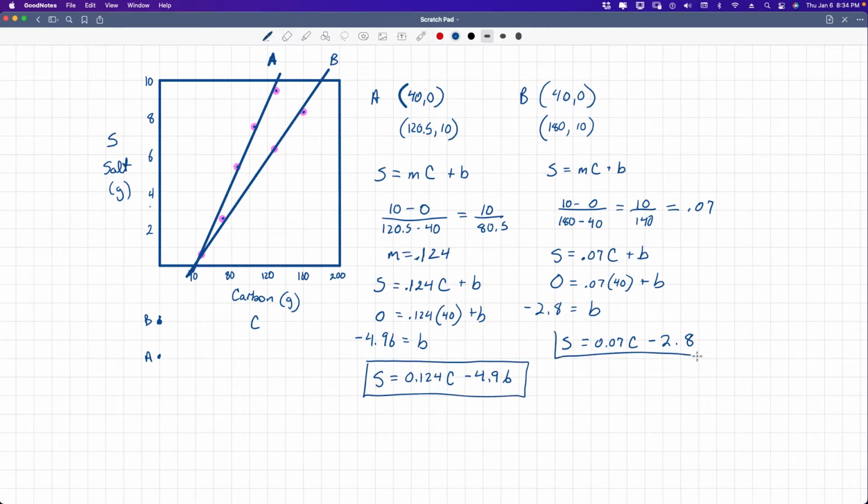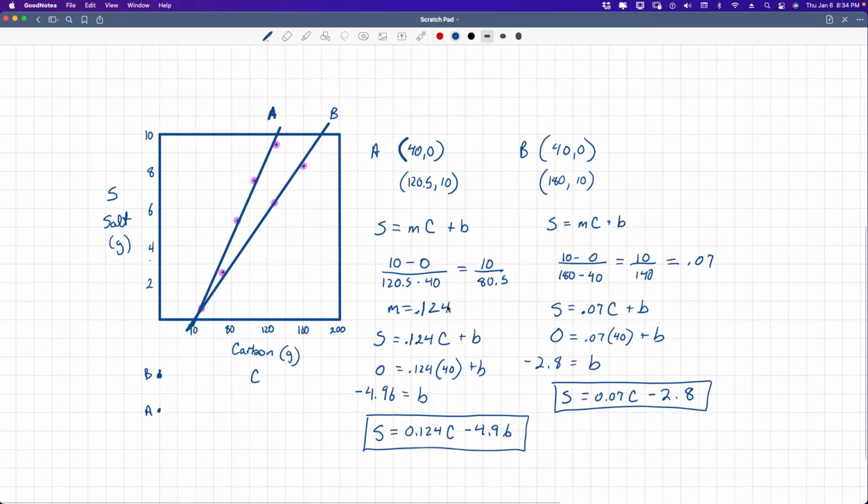Okay, so those are the answers for this one problem. We have 2 lines that are possibly correct. All right, that's all we have for 72 point A. Let's talk about 72 point B. Let's scroll up and get some white space up here.